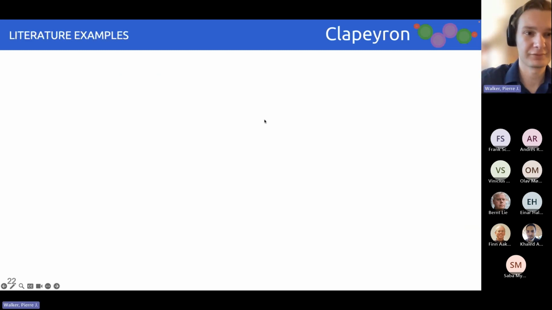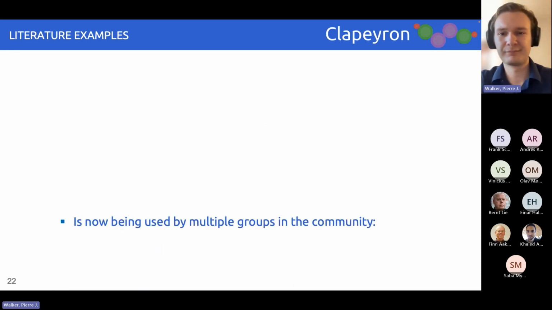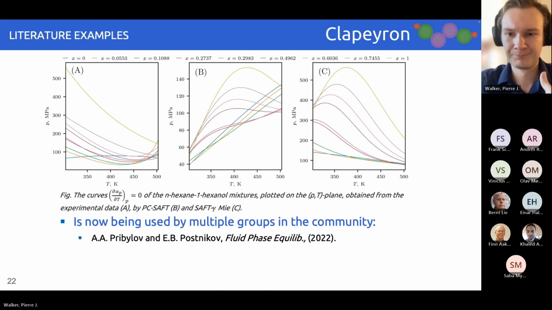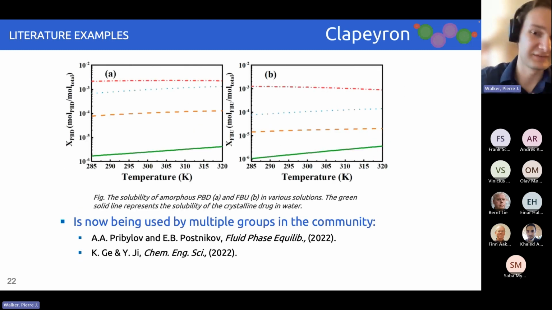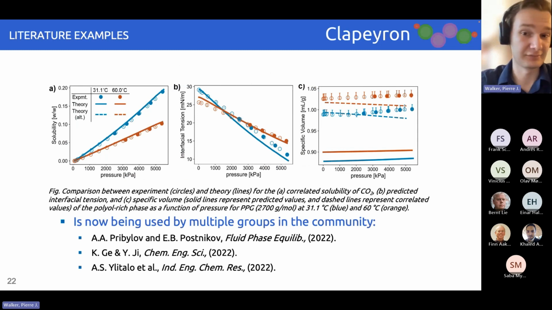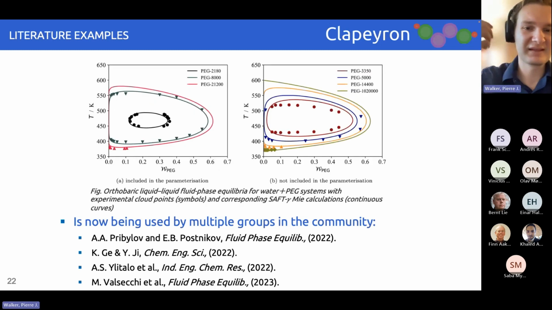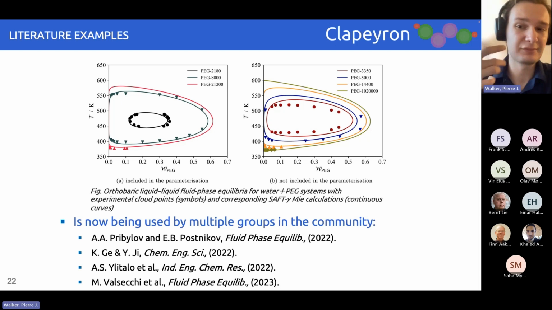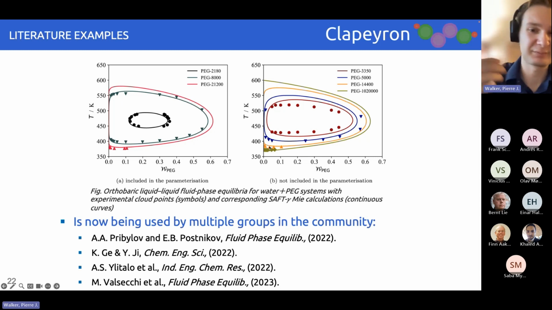Now, this wide range of support for various properties has led to Clapeyron's adoption by various members of the thermodynamic modeling community, with some examples including works looking at tracing the Widom line of binary mixtures, solubility of pharmaceuticals, and within our group at Caltech, modeling the solubility of carbon dioxide within polymers. Recently, a group has used Clapeyron to model the immiscibility between water and PEG at various molecular weights, and it has been very exciting for us to see our package gradually get more and more attention within the literature.